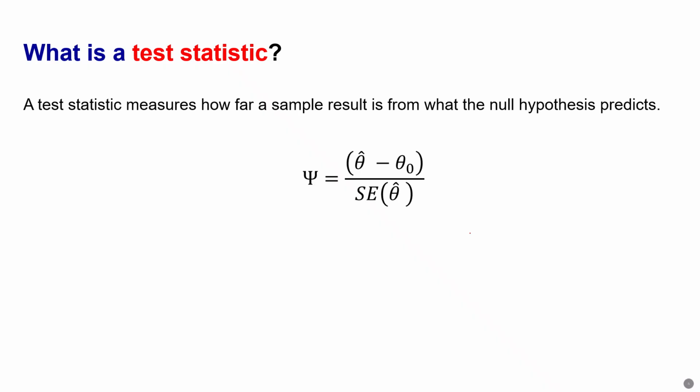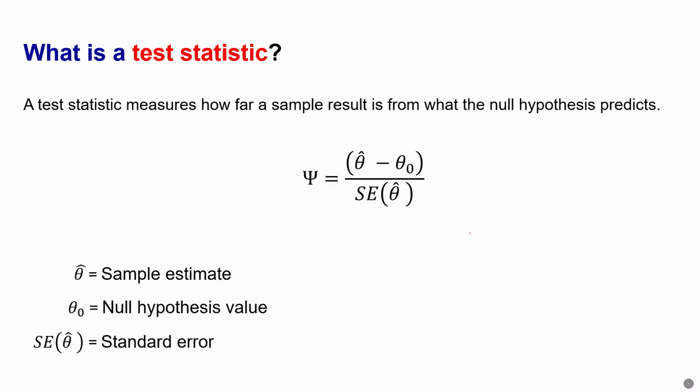In the numerator, we take our sample estimate, theta hat, and subtract the value specified by the null hypothesis, theta naught. Theta hat represents the estimate calculated from the sample. Theta naught represents the value assumed under the null hypothesis. The standard error measures how much the estimate is expected to vary from one sample to another due to random sampling. We then divide the difference between theta hat and theta naught by the standard error.